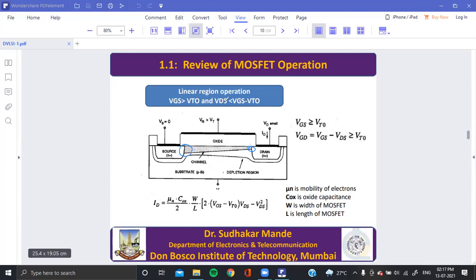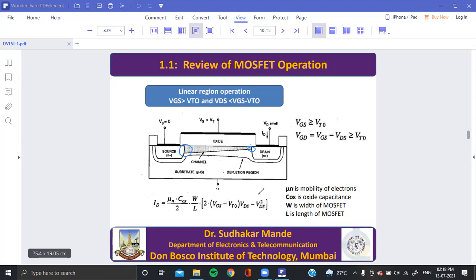And what is the condition for that? The condition is this one: drain to source voltage should be less than gate to source voltage minus threshold. And in that case, current is given by this equation. ID is equal to mu n Cox by 2, W by L, 2 in bracket (VGS minus VTO) VDS minus VDS square by 2. Here mu n is called the mobility of electrons, Cox is called the oxide capacitance, W is the width of the MOSFET and L is the length of the MOSFET.